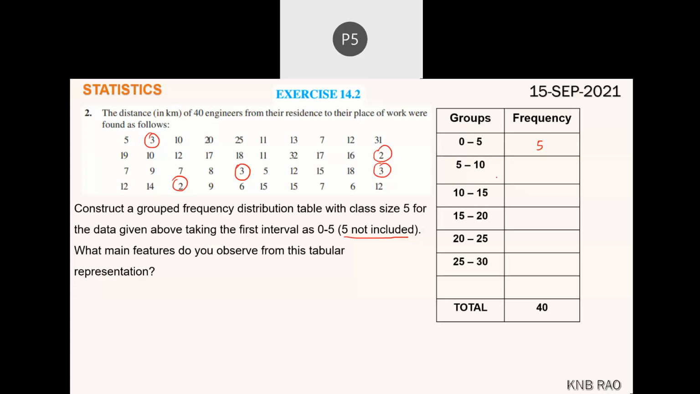Rest of exercise 14.1 we discussed, that also you will do in your exercise work. Today I will give only this question number 2 as homework. Do it and show me tomorrow.